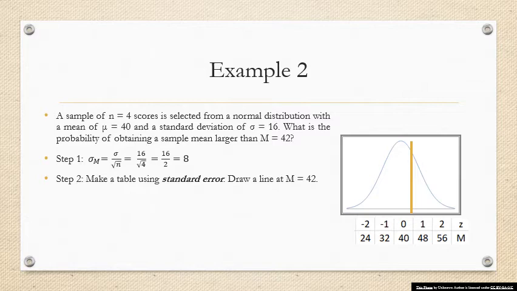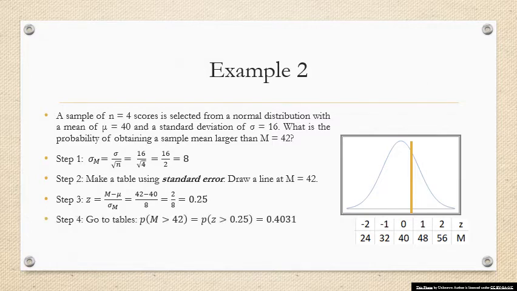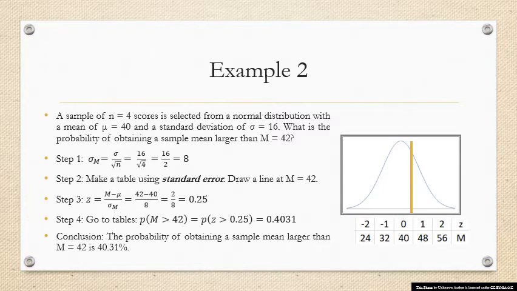And then we're going to draw a line at M equals 42. Notice that's not on the table, so we're going to have to calculate a z-score. We can do that using our equation. Put in the numbers we found, and you should find z equals 0.25. Okay, and in this case, we're looking for a probability of a sample mean larger than that. So you would color to the right side of the line, and that would be a tail. So you'd look in the tail column in your table for z greater than 0.25, and you would find 0.4031. So your conclusion would be that the probability of obtaining a sample mean larger than M equals 42 is 40.31%.